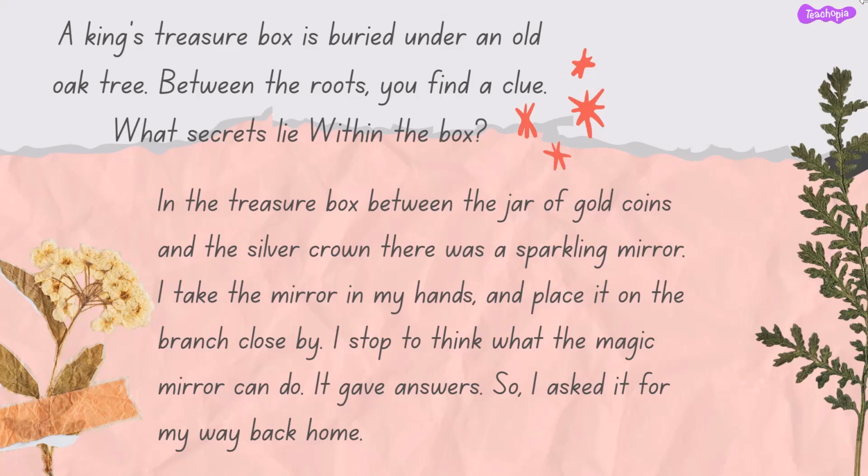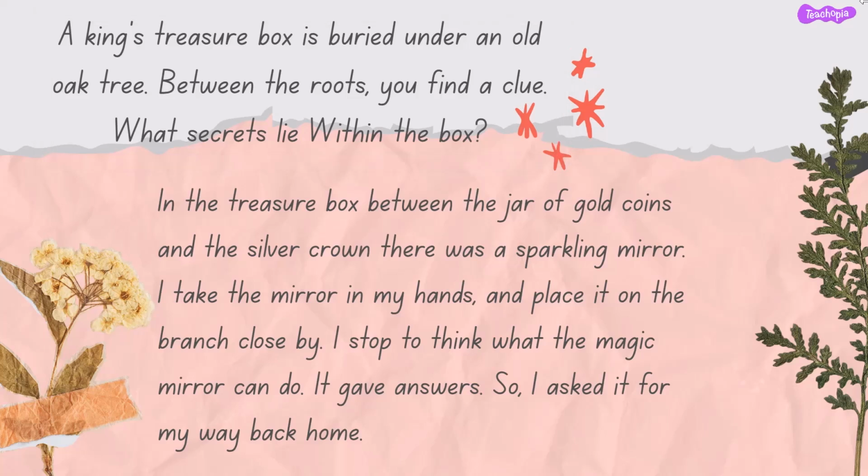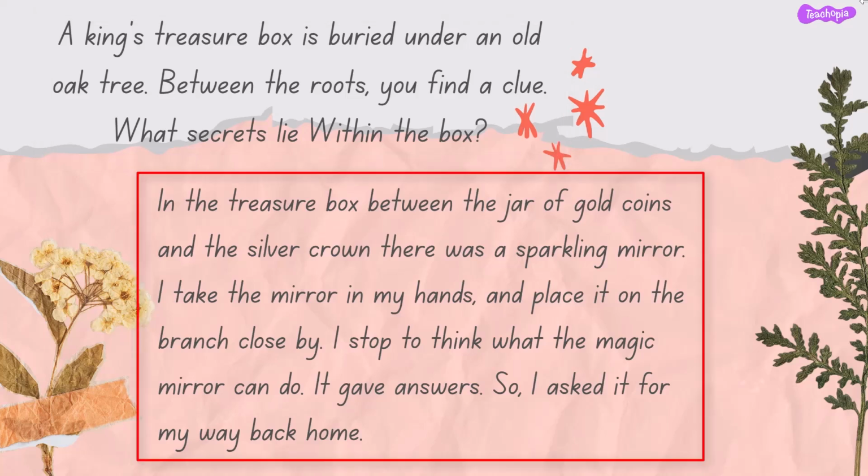Here is a story for Group 4. A king's treasure box is buried under an old oak tree. Between the roots you find a clue. What secrets lie within the box? In the treasure box between the jar of gold coins and the silver crown there was a sparkling mirror. I take the mirror in my hands and place it on the branch close by. I stop to think what the magic mirror can do. It gave answers. So I asked it for my way back home.